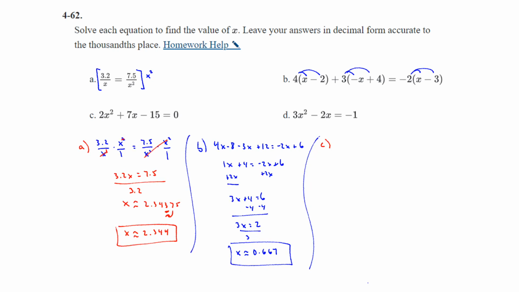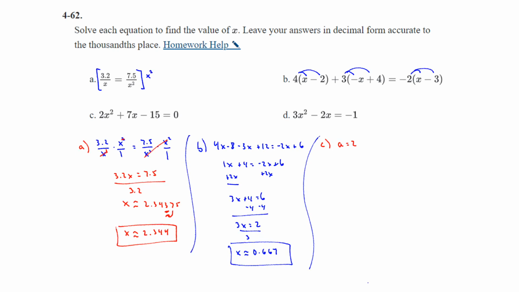Part C, looks like we have a quadratic, so we have a choice here. Do we want to solve using the quadratic formula? Do we want to potentially try to factor it? Completely up to you on how you want to do it. I'm going to go ahead and use the quadratic formula.